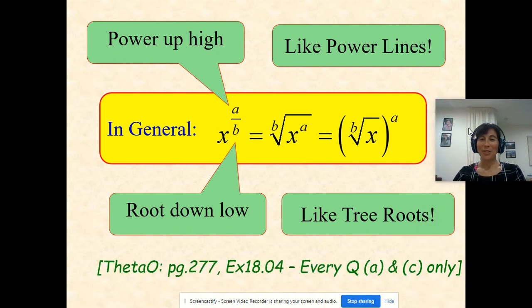All right, what I want you to do is to try some of these questions yourself. So it's on page 277, exercise 18.04. I'm saying every question, and I've put there A and C only, but if you could do every second letter, that would also be good, but perhaps start off doing that. All right, good luck.